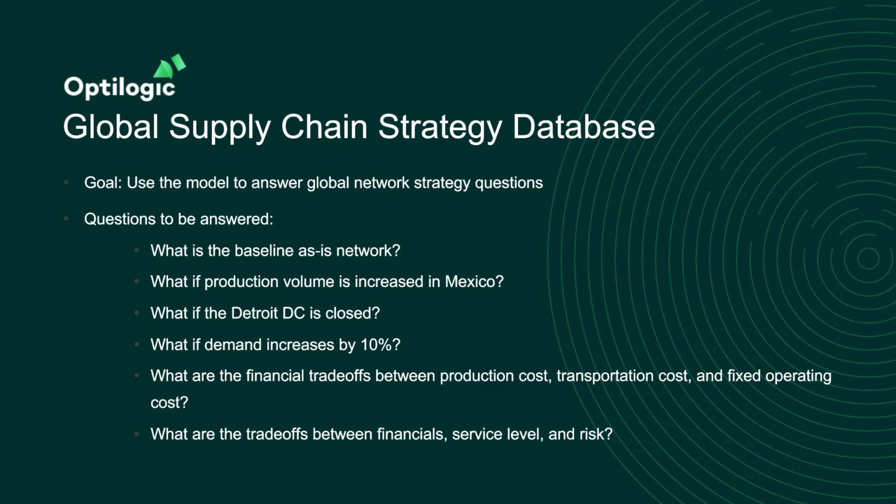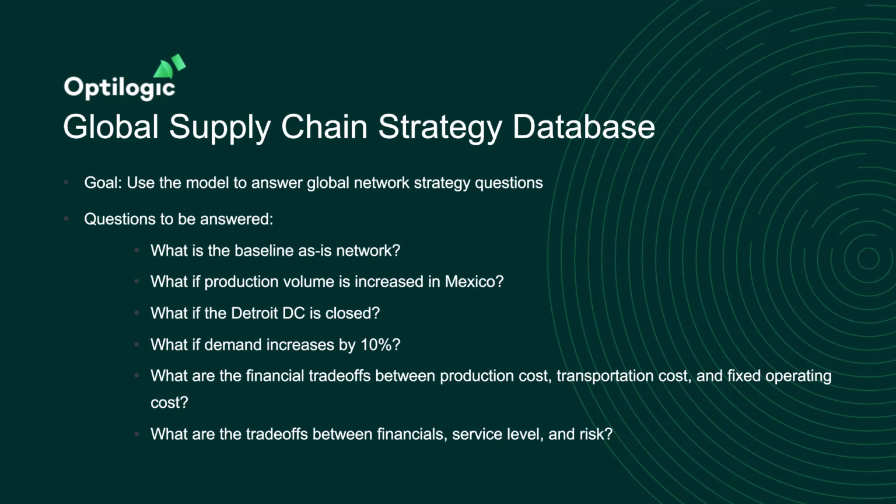The database structure includes raw materials suppliers from Asia and Europe, production plants in the USA and Mexico, and outbound distribution to over 1,000 customers based in the United States. With this template, you'll be able to answer critical questions such as, what is our baseline as-is network? What would happen if we increased production volume in Mexico? What if we closed the Detroit distribution center? What if demand increased by 10%?